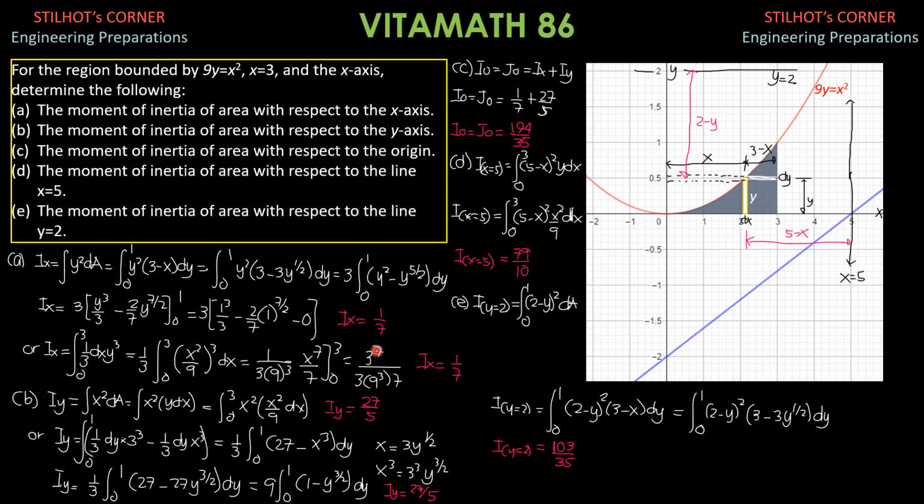So that would be 3 to the 7 minus 0 to the 7, so 0. 3 to the 7 over 3, all over 3 times 9 cubed times 7. So Ix is still 1 over 7. Then B, the moment of inertia of area with respect to the y-axis.